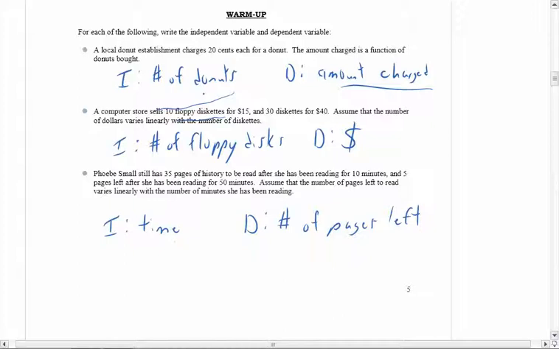This last one here talks about how much reading she has left, depending on the time. Again, I'm going to say like 99.9% of the time, if you're ever given time as a variable, it's going to be the independent variable, generally speaking. And whatever depends on it, in this case, would be the number of pages left. And so that's how you work out these ones here.